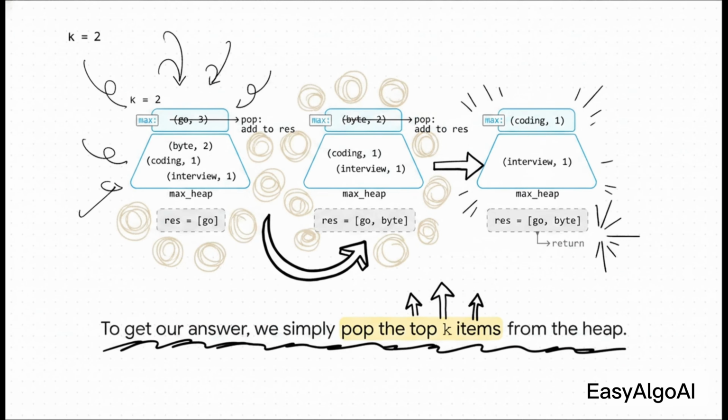And once we've done that, the rest is honestly a piece of cake. If we want the top 2 items, we just pluck the top element off the heap. So we grab Go 3, the heap instantly reorganizes itself, and now byte 2 is the new king of the hill. We grab that one too, and that's it. We have our answer. It's clean, it's direct, it works.